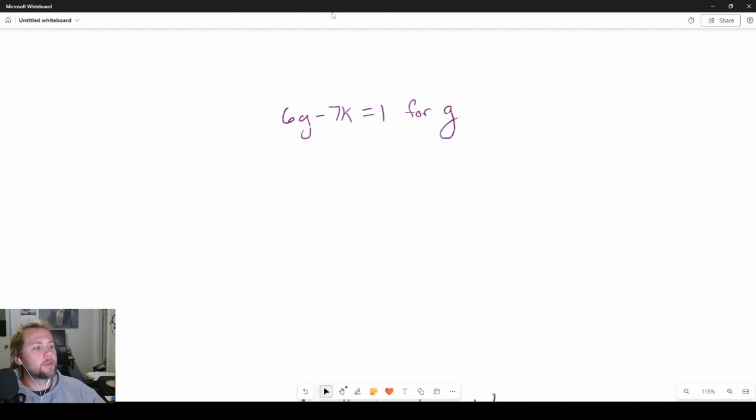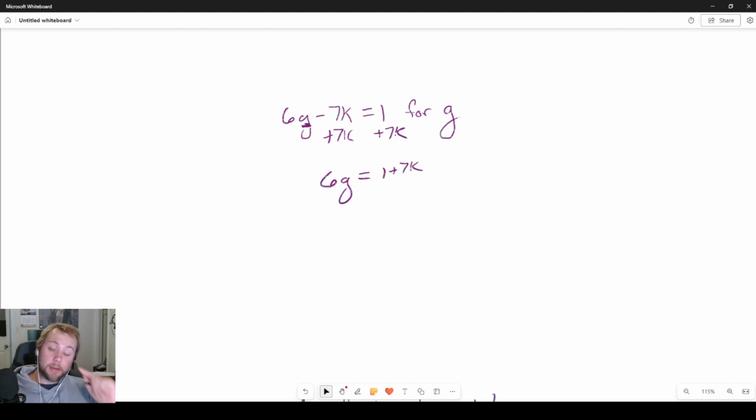So we want to solve for g. So g is the one we're worried about. So I'm going to get everything away from g. To get everything away from g, I'm going to add 7k to both sides. That's going to get 6g all by itself is equal to, I can't add 1 and a 7k because 7 has that k on it. So it's just going to be 1 plus 7k.